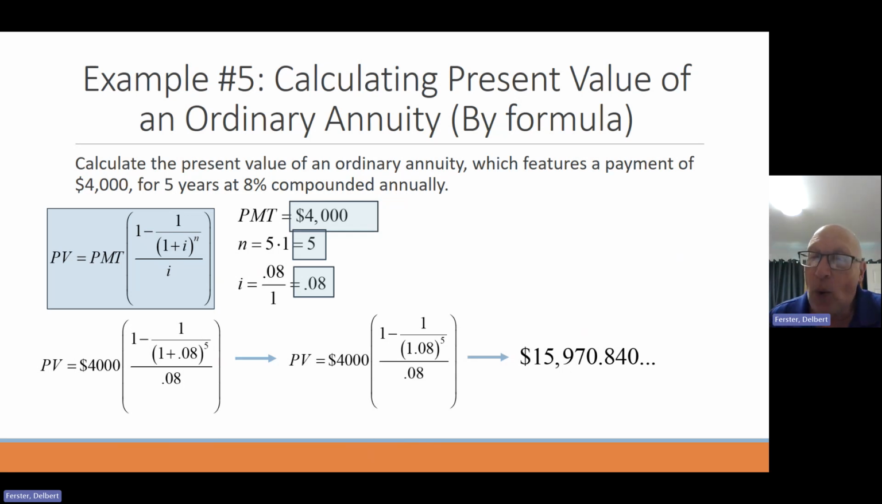If you punch it all in well, we find that the present value of that annuity turns out to be $15,970.84. That means if we were to right now invest $15,970.84 at the rate and period of time specified, we could, in fact, withdraw $4,000 for each of the 5 years. The 8% compounded annually helps us along the way. That was present value example number 5.